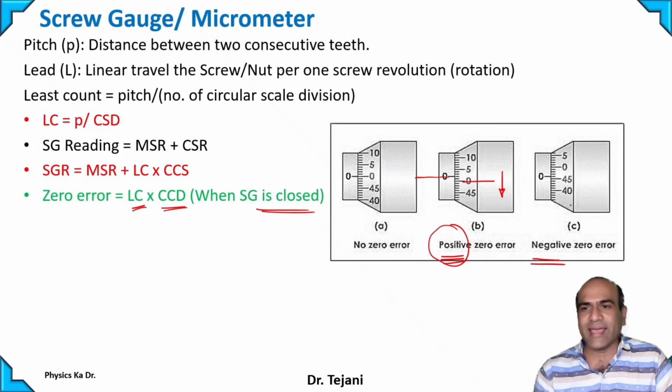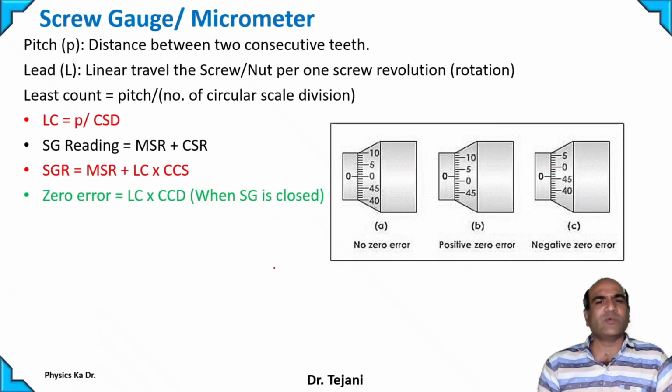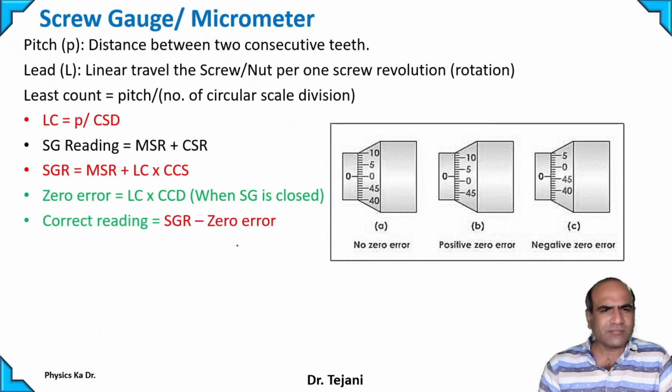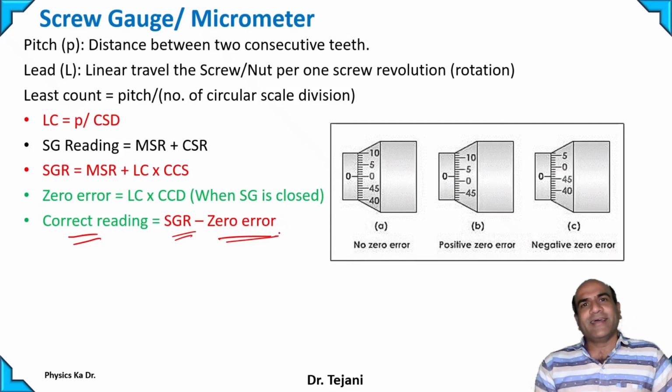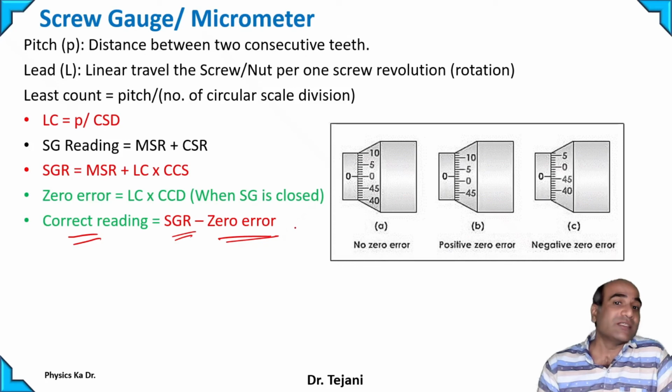And in the case of negative error, if you see the 0 of the circular part is above the baseline, that will become a negative error. You can see 0 and 45, it is lying between them. So for negative zero error, you just put in the values as negative, and the correct reading equation is similar: screw gauge reading minus zero reading. If the error is negative, automatically it becomes positive. If it is positive, automatically it becomes negative.